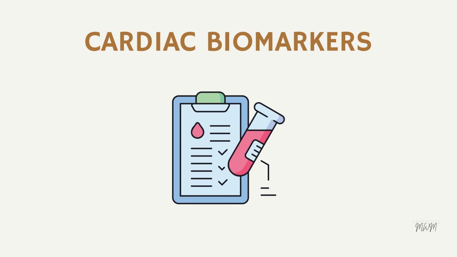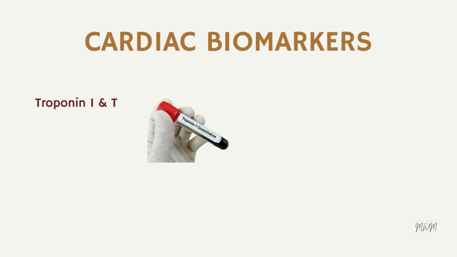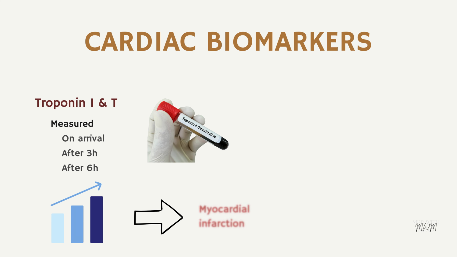Now, ECG changes help us identify a myocardial infarction early, but to confirm the diagnosis, we always look at cardiac biomarkers, especially troponin I and troponin T. Both are highly specific for heart muscle damage, and hospitals usually measure either one depending on the lab method. They are checked when the patient arrives, then again after 3 and 6 hours. And if the levels keep rising, it strongly indicates a myocardial infarction. We used to check CK-MB, but it's much less specific and not commonly used anymore.